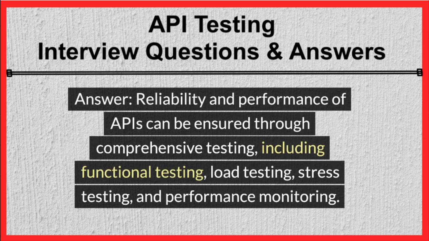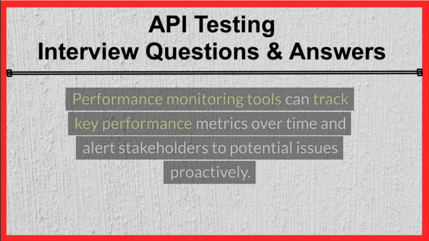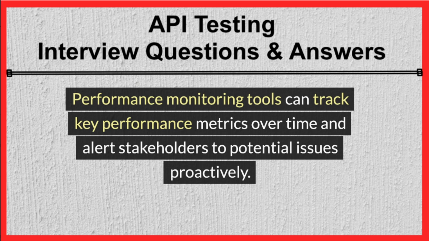Answer. Reliability and performance of APIs can be ensured through comprehensive testing, including functional testing, load testing, stress testing, and performance monitoring. For example, in testing a payment processing API, load testing would involve simulating multiple concurrent transactions to assess its scalability and response times under heavy loads. Performance monitoring tools can track key performance metrics over time and alert stakeholders to potential issues proactively.